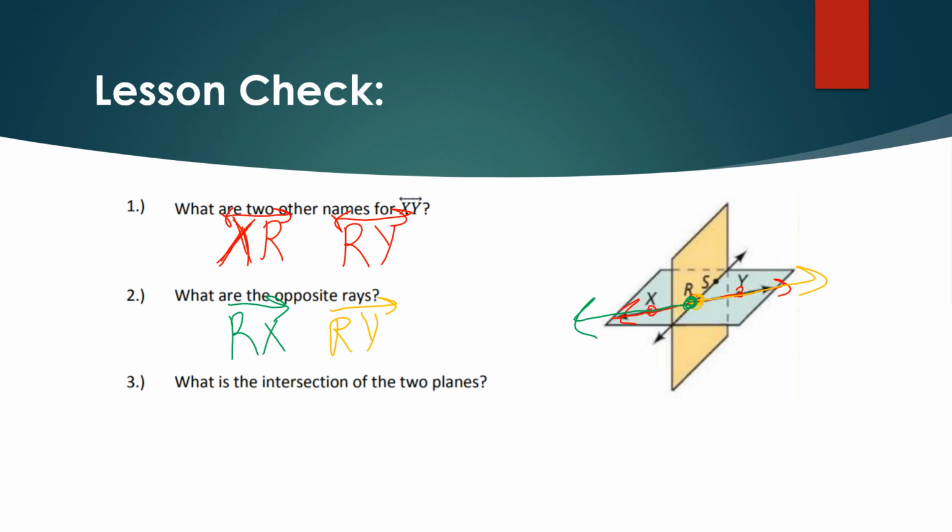And then number 3, they're asking, what is the intersection of the 2 planes? So let me clean up the picture. So where do the 2 planes meet? Well, I know that they intersect at point R, and they also intersect at point S, meaning it must be line RS.